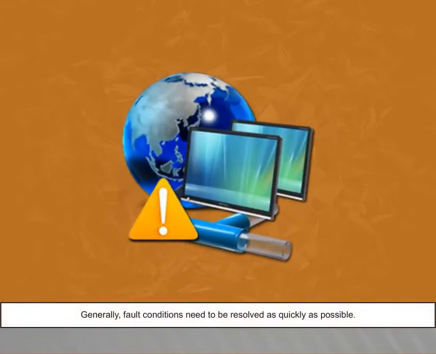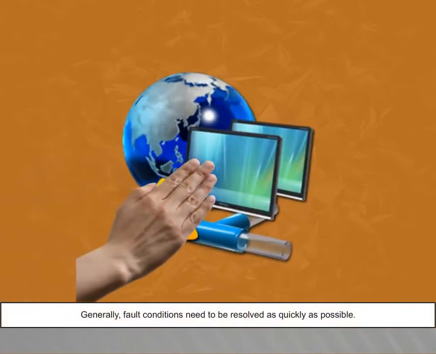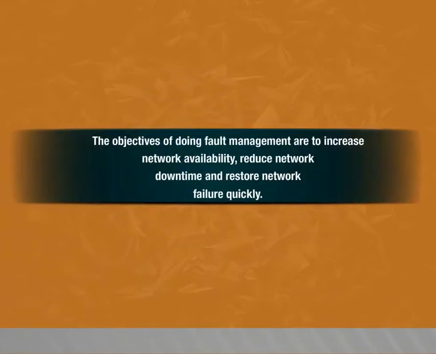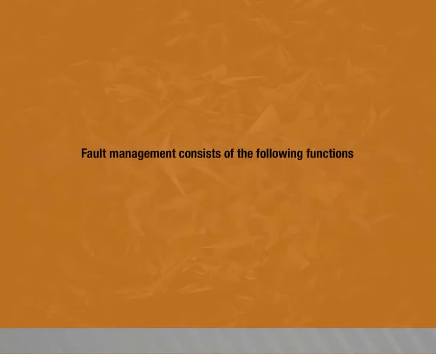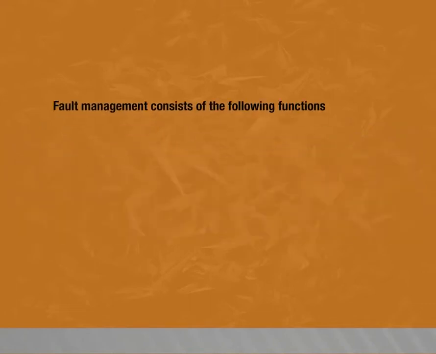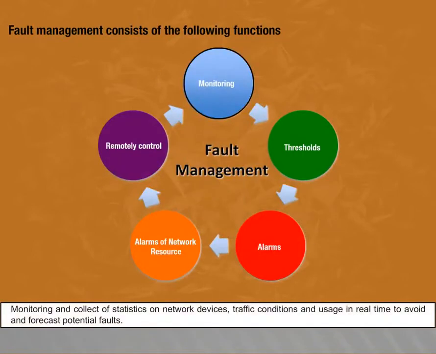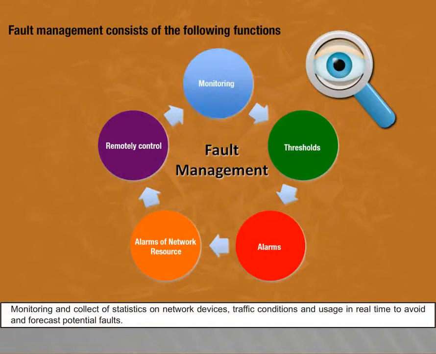Generally, fault conditions need to be resolved as quickly as possible. The objectives of doing fault management are to increase network availability, reduce network downtime, and restore network failure quickly. Fault management consists of the following functions: monitoring and collecting statistics on network devices, traffic conditions, and usage in real time to avoid and forecast potential faults.